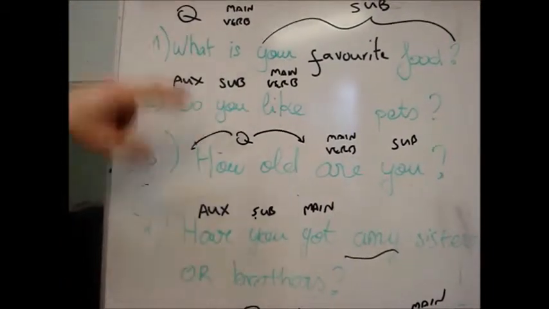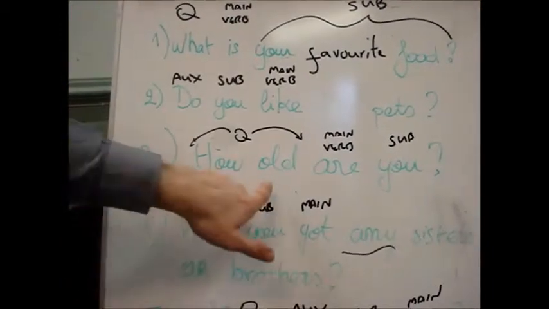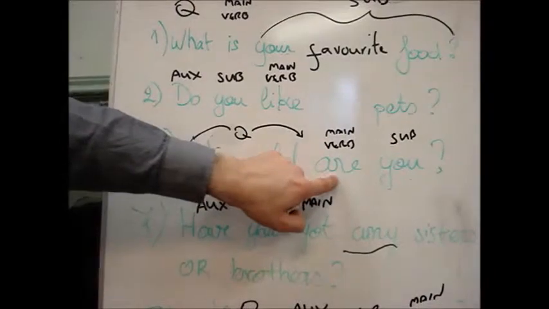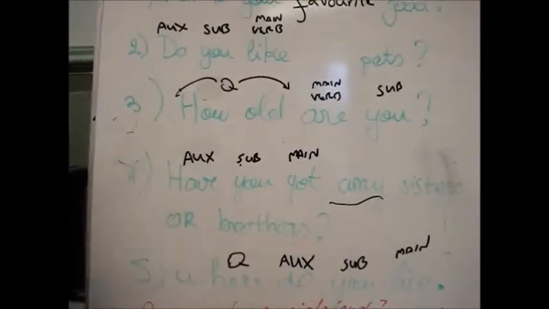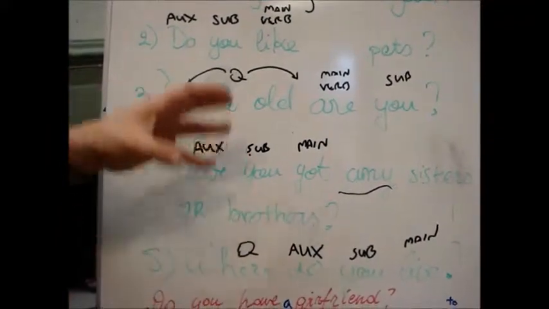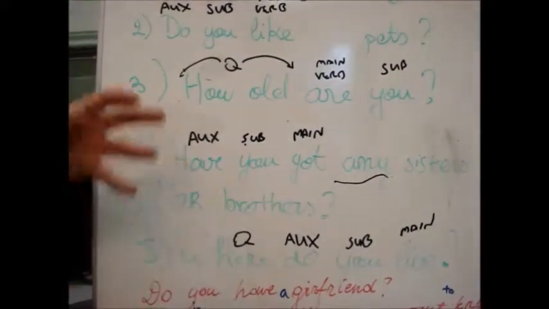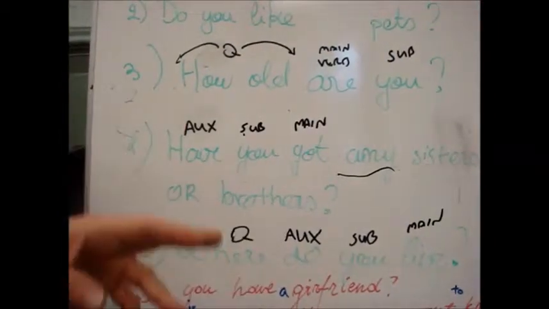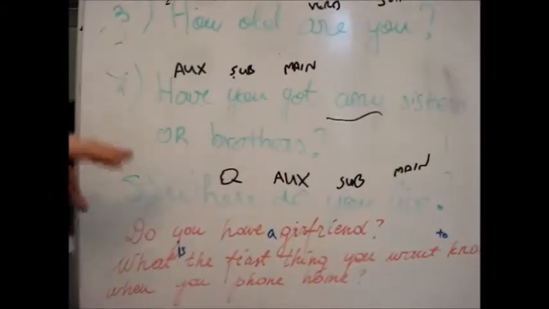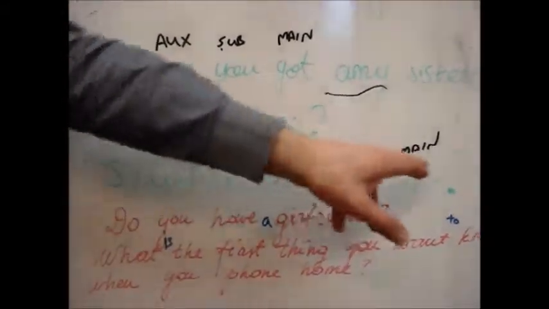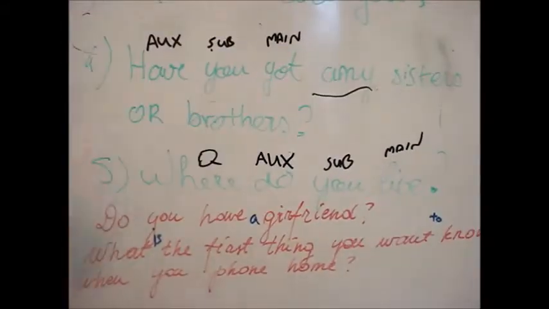So she's using auxiliary verb, subject, main verb. Here, once again, back to this type of question. Question words with the verb to be. Over here, she's using one of the typical questions. Have you got? It's present perfect, but it's a very typical question. Have you got any sisters or brothers? And finally, going back to where we started. Question word, auxiliary verb, subject, main verb. Where do you live? Stuff like that.